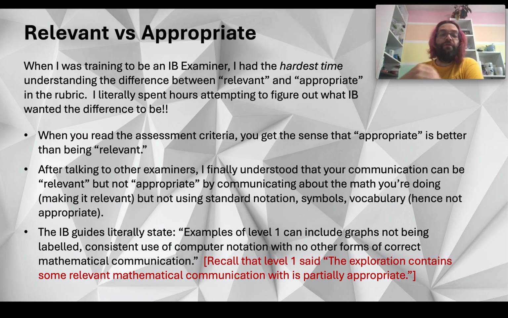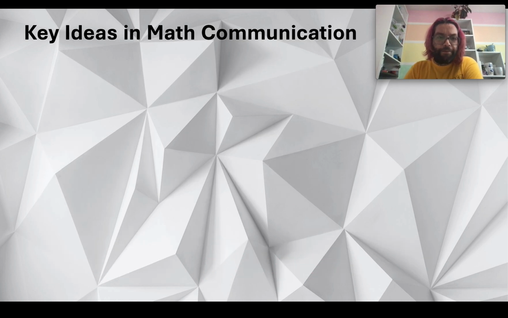And the IB guides literally state this. They say examples of a level 1, which is the lowest other than the 0, would mean you have graphs, but they're not labeled, and that you consistently use computer notation, which means not exponents, but carets or things like that, with no other correct forms of mathematical communication. This would mean that you would have relevant mathematics, graphs that don't have labels, notation, but it's computer notation and not math notation. So it means that work would not be appropriate. I hope that makes sense, that difference between relevant and appropriate.